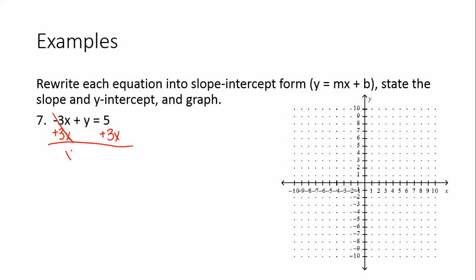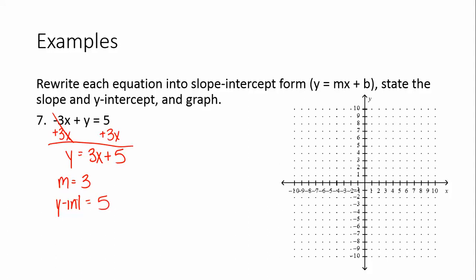When we do, we're left with y equals... we can't add these together because they're not like terms. And notice in slope-intercept form, the x term is written first. So we want to say 3x plus 5. So now we have it written in slope-intercept form. Our slope is 3, and our y-intercept is 5.